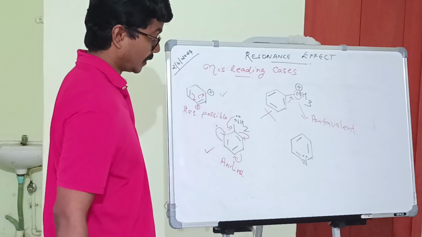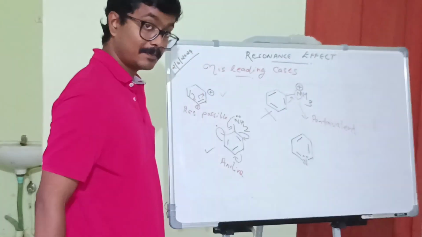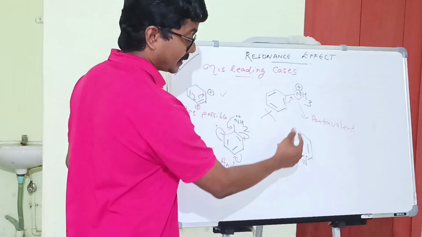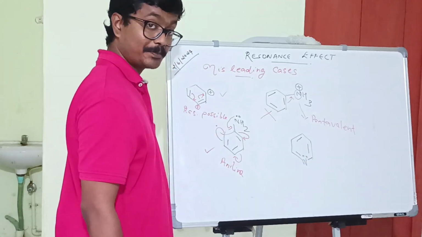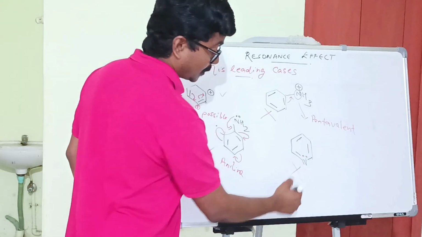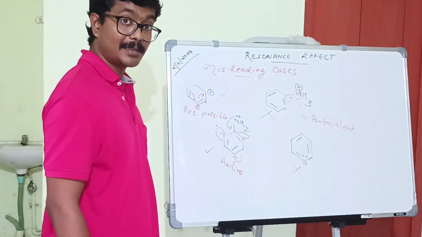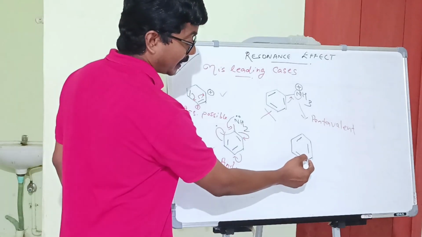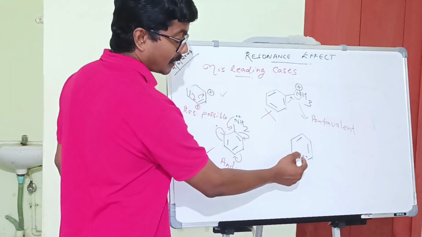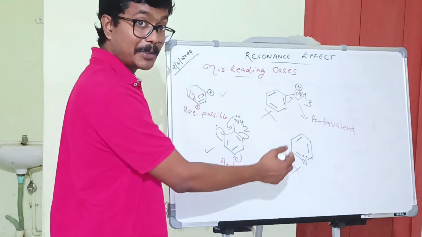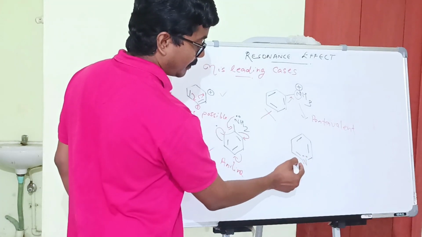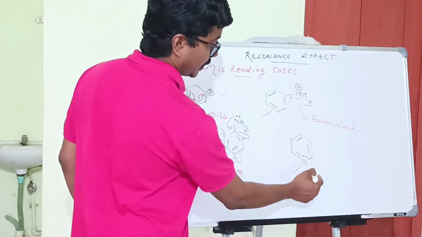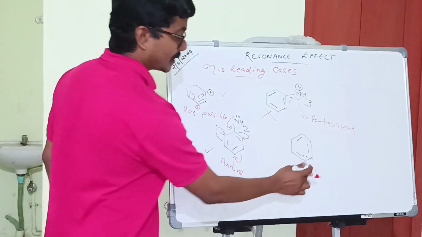So resonance is possible. What about this case? In nitrogen, this is a kind of pyridine structure. What about this structure? This is not possible. Can you guess what is the reason? Because the lone pair and pi bond are not in alternative position. See, the lone pair and pi bond are not in alternative position. So we cannot consider this as resonance.